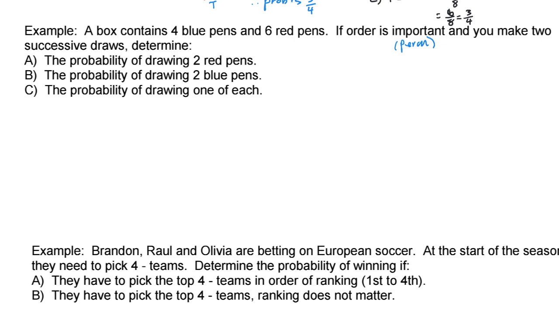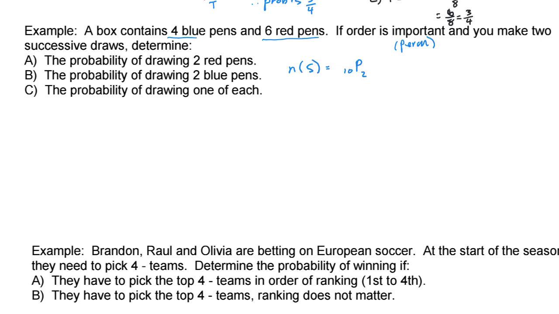Okay. Because when we do 2 successive draws, it means that order is important. But if it was just pull out 2 pens, order is not important in that case. But this time it is. So we're going to use permutations. So remember, permutations for n of s. Remember, we're only pulling out 2 pens, right? So basically the total number of pens is 4 blue and 6 red. So the total number is 10 P2.